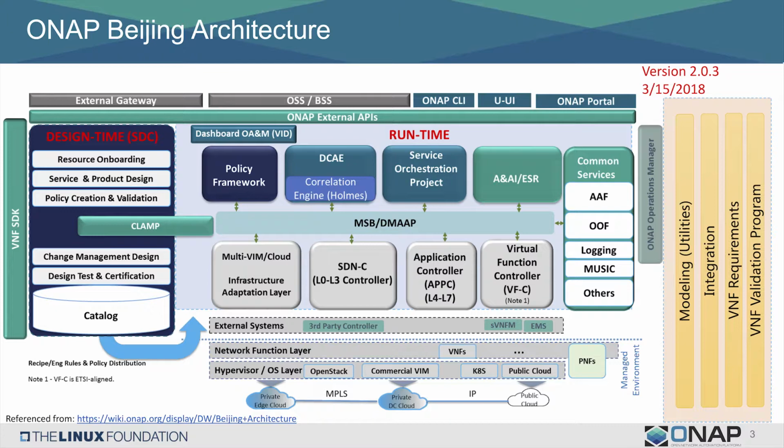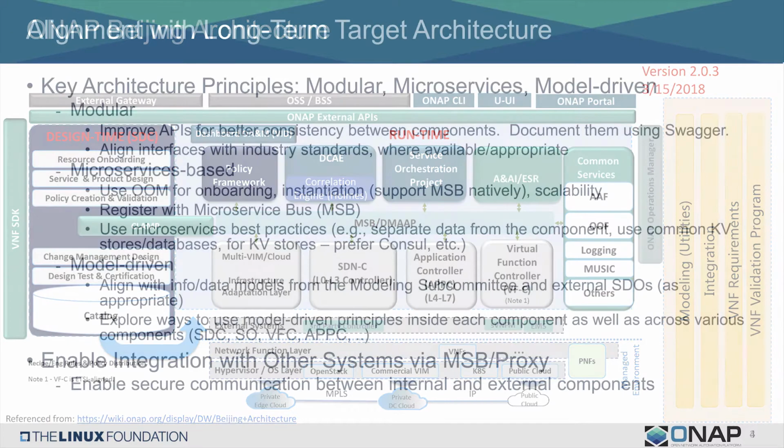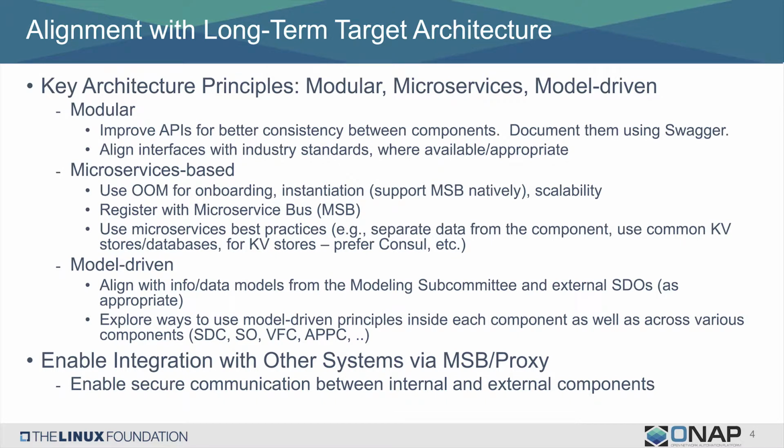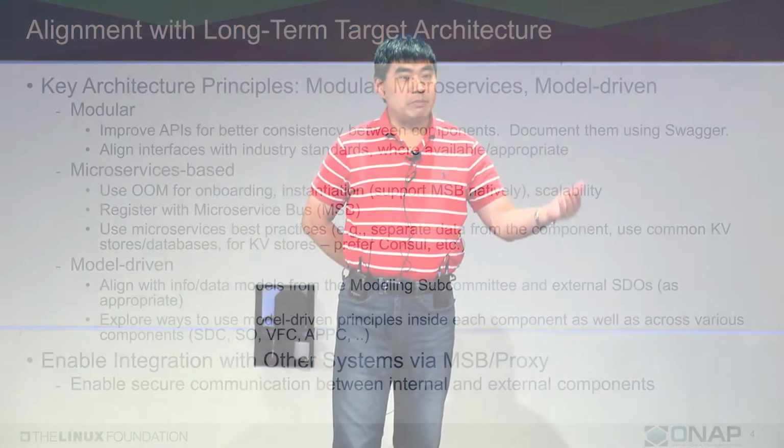The diagram I just introduced is the Beijing release architecture. We also discussed the key long-term architecture principles for ONAP, as a kind of target to evolve the architecture, because for each release, the architecture has some variations. Major components will be there, but new components may be coming up.